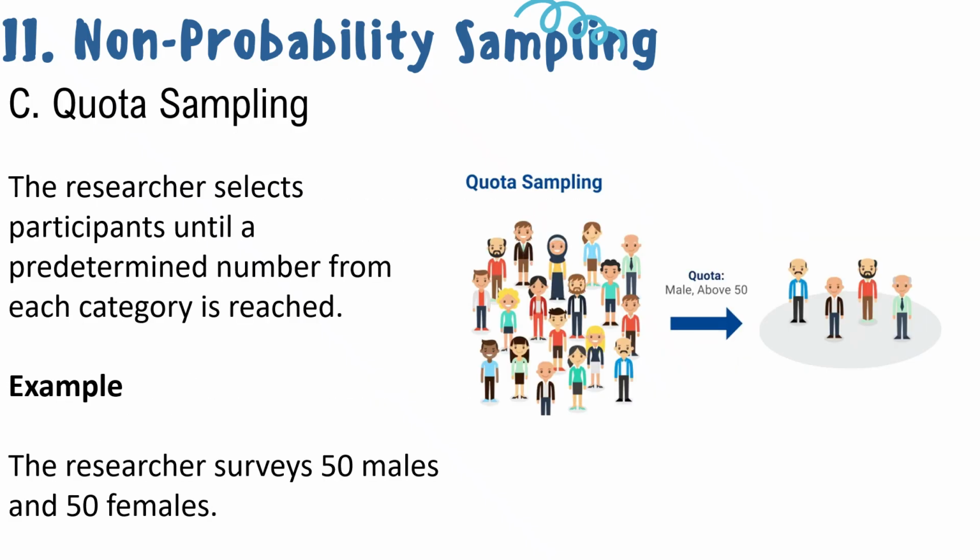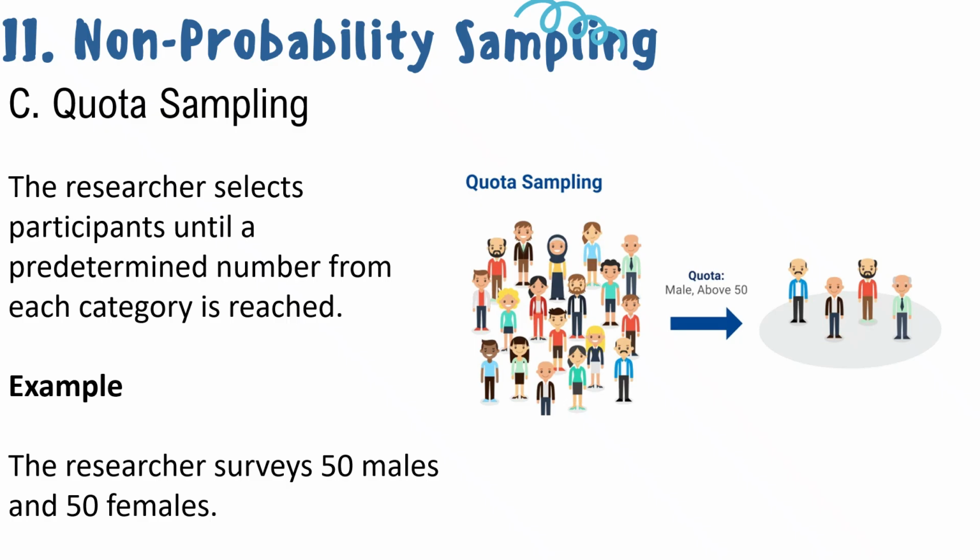Next is quota sampling. In quota sampling, the researcher selects participants until a predetermined number from each category is reached. So, for example, suppose the researcher needs 100 respondents. The researcher decides 50 males, 50 females, so that is the quota. The researcher continues recruiting participants until each required number is reached. Okay, so what is the important idea here? A specific number from each category.